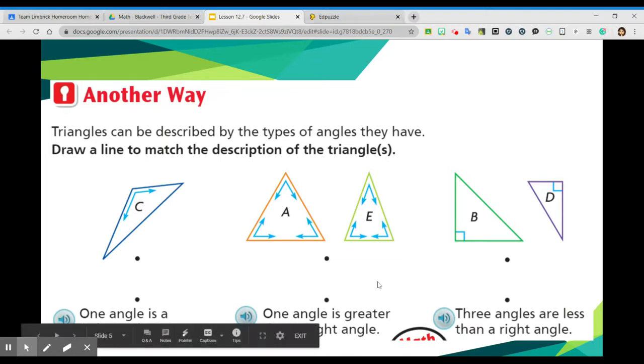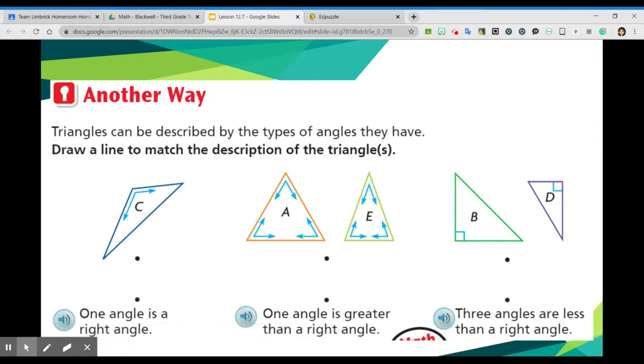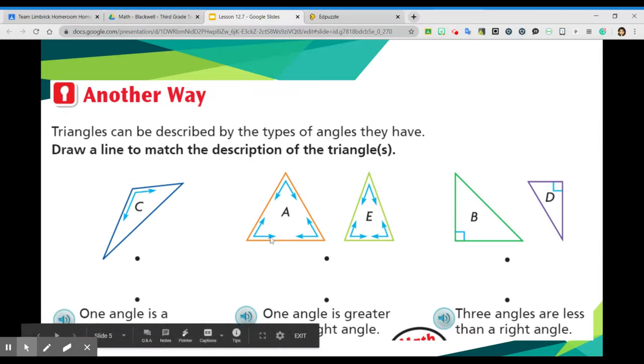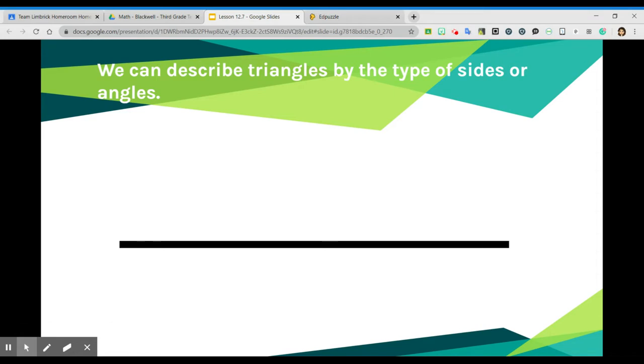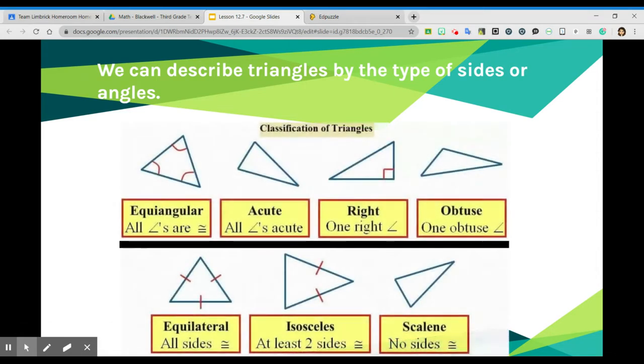How about one angle that is greater than a right angle, an obtuse angle? That would be C, that's bigger. And finally, three angles that are less than a right angle. That would be A and E. These are all less than 90 degrees. We can describe triangles by the type of sides or their angles.